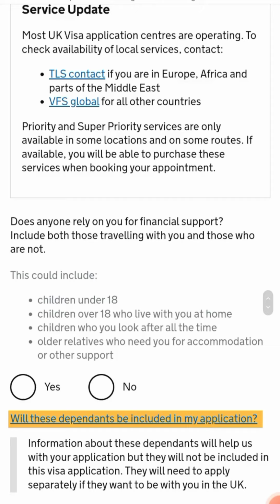Even if you attach older relatives here, it doesn't mean that they are your dependents. They cannot go as dependents with you under the Tier 4 visa. So keep that in mind when you answer this question.